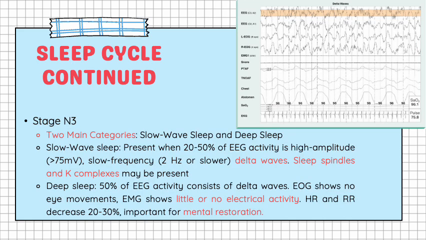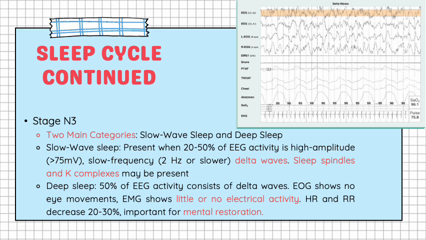Moving on to our last stage of the non-REM cycle, stage N3. Stage N3 is usually split into two main categories: slow wave sleep and deep sleep. During slow wave sleep, 20 to 50% of the EEG activity is going to be high amplitude, so greater than 75 millivolts, and slow frequency, so 2 hertz or slower. Delta waves, and then sleep spindles and K complexes may be present as well.